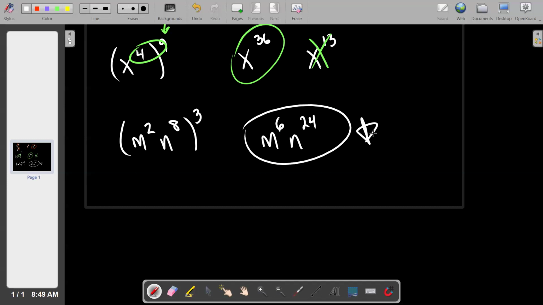All right. So we're using two properties in a problem like this. The first, like the overriding property, is we're taking 3 and we're distributing it into everything inside.